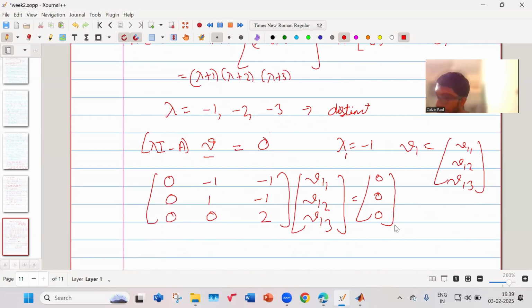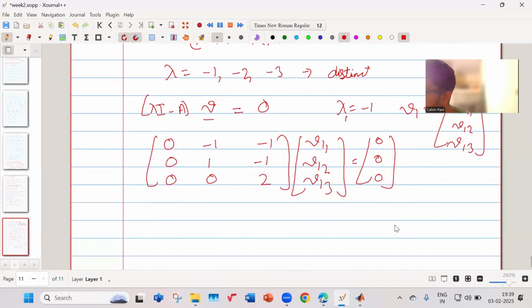So if we see this equation, what do we get? Minus v12 minus v13 is equal to 0. And we have v12 minus v13 is equal to 0. And v13 is equal to 0.